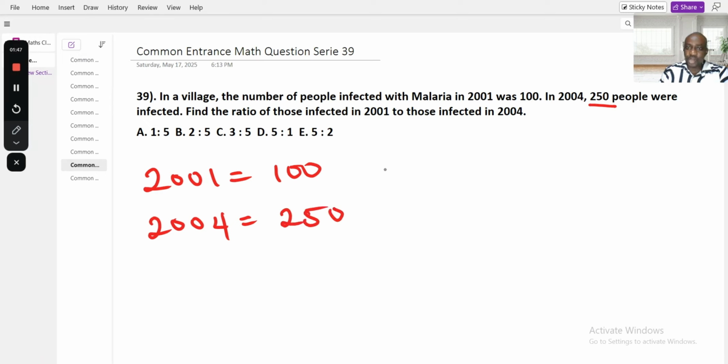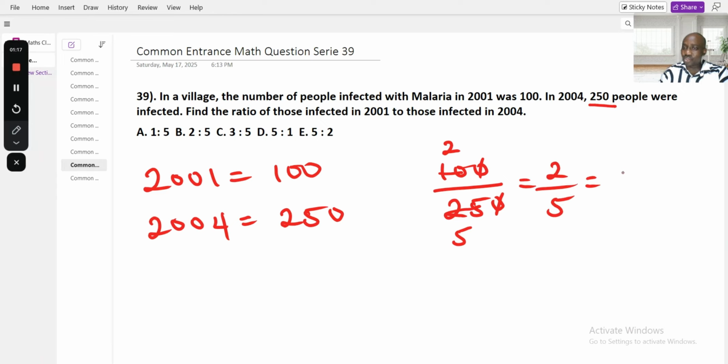Now the question says we should find the ratio of those infected in 2001 to 2004. You are going to do like this: 100 over 250. Zero cancels zero here. What can divide them? 5 can go. How many 5 can we see in 10? 2. How many 5 can we see in 25? 5. Our final answer is 2 over 5.